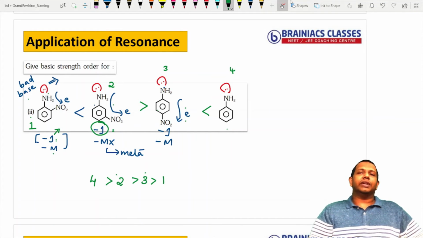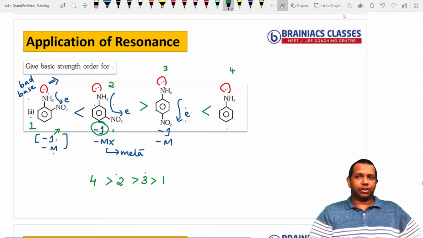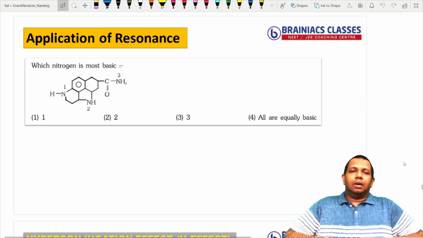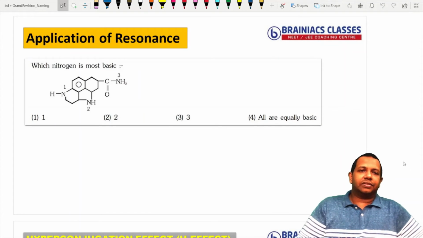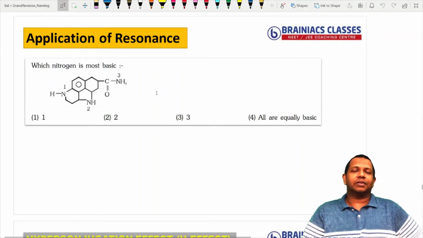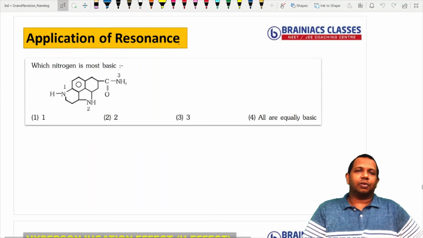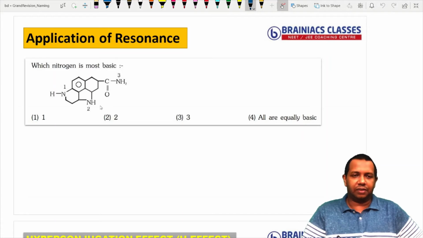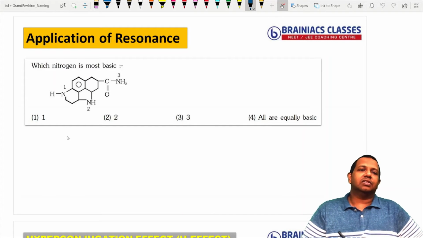Now we will go to the next effect, that is hyperconjugation. Okay, so we have the next question. It's an application question. We have done almost all the applications of resonance, so let's see an application question here. You could see here, which nitrogen is most basic, and you are given a structure. So you can see nitrogen 1, nitrogen 2, nitrogen 3. They are asking which nitrogen is most basic.